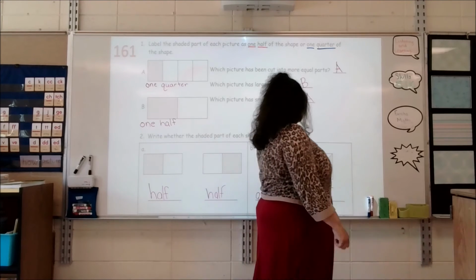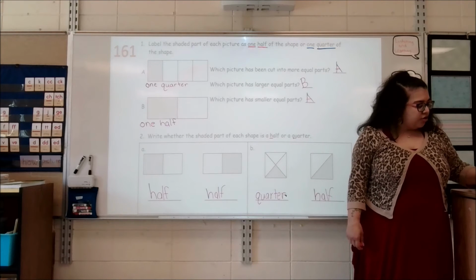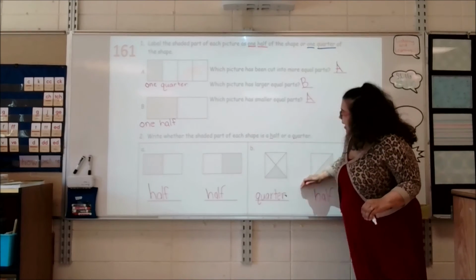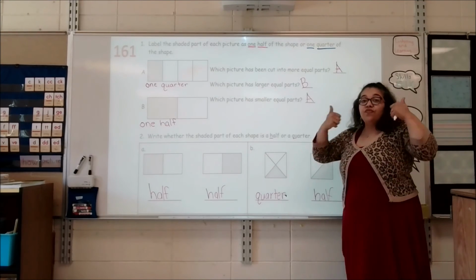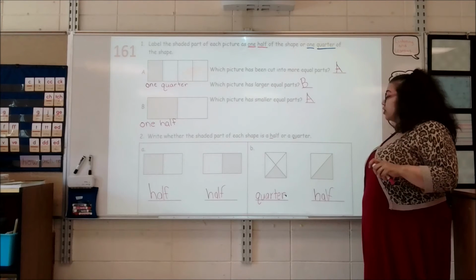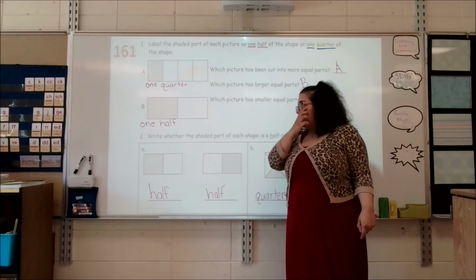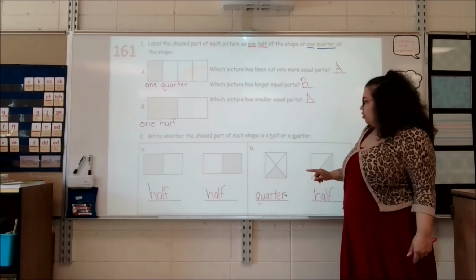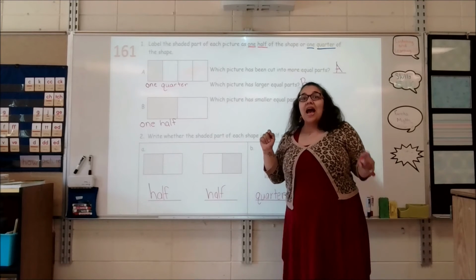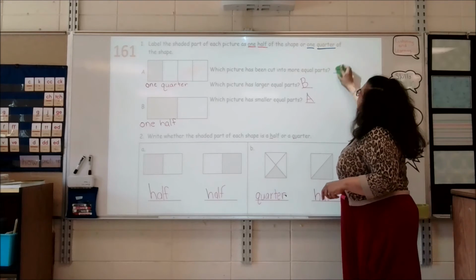Yes, the shaded part is a triangle. Good. It is a triangle because these have been split diagonally, which is fine, which is great for squares, rectangles, and circles. Could I cut a circle into half going straight up and down? I can. Good. Let's see what else we have for us today.